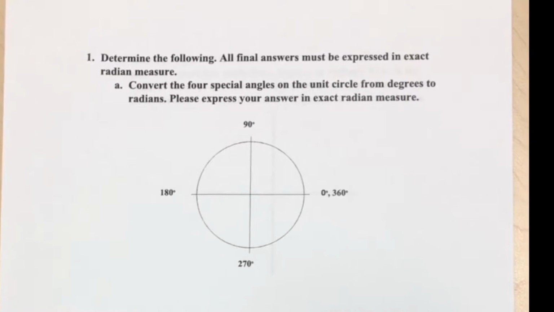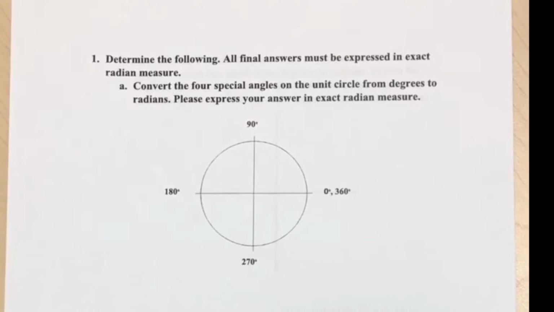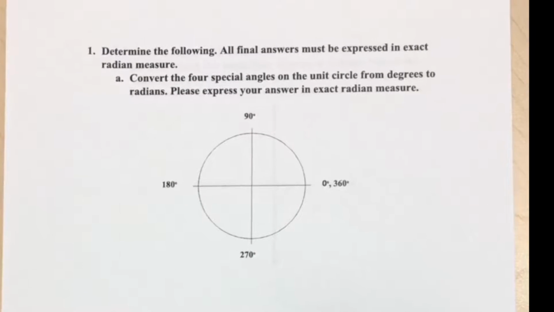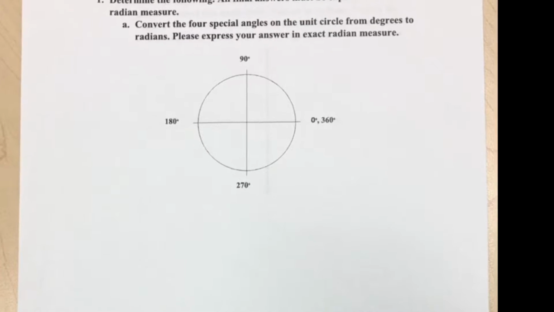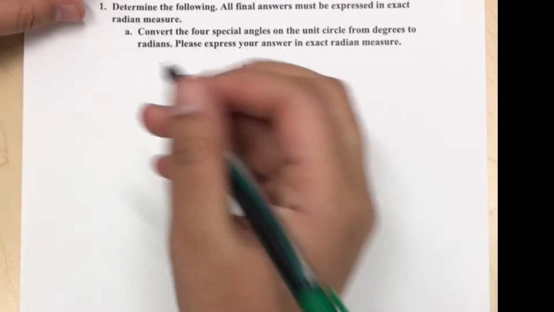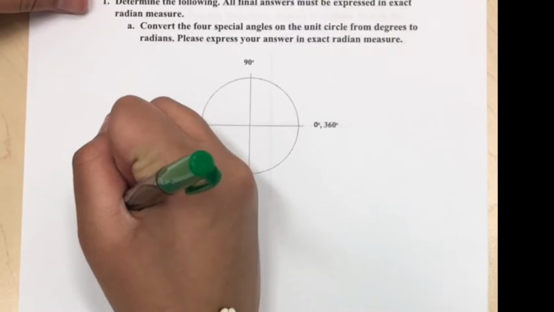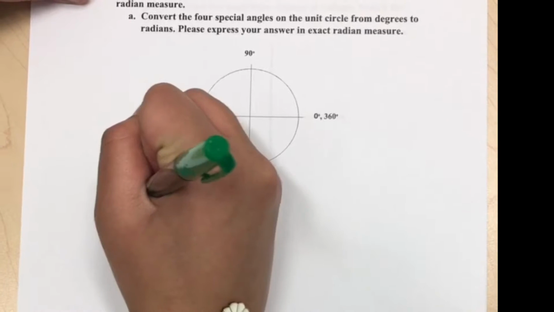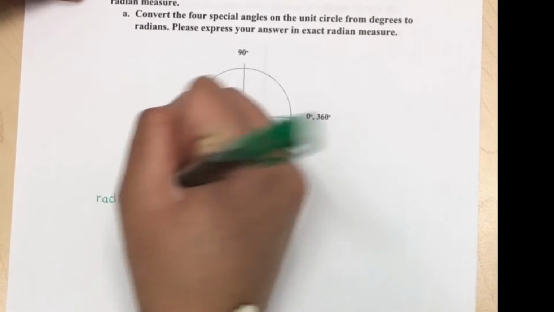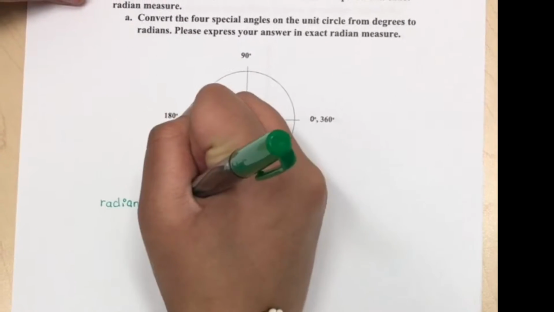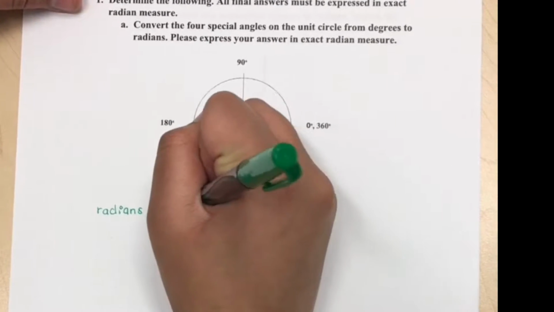A simple formula allows for conversion of an angle in degrees to radians. This formula is radians equals pi over 180 all multiplied by theta. In Part A of this problem, we are required to convert the four special angles from degrees to radians. This formula can be applied to convert these angles.